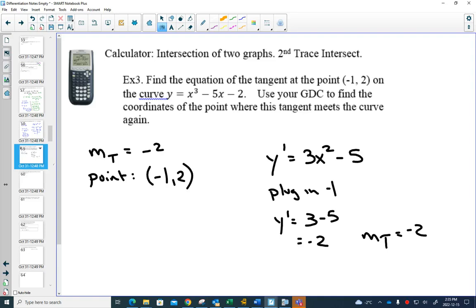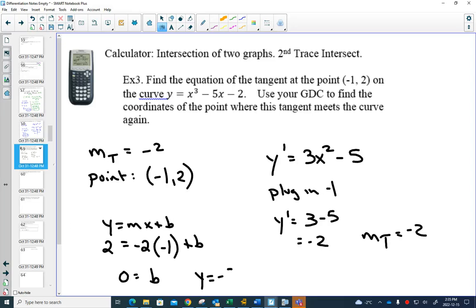And once we have the slope of the tangent and the point, y equals mx plus b. We know our slope is -2, our x value is -1, our y value is 2. We can solve for b, and we can write our equation for our tangent, which is just -2x.